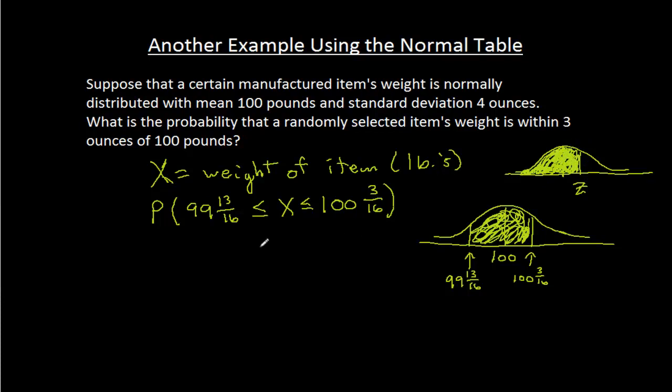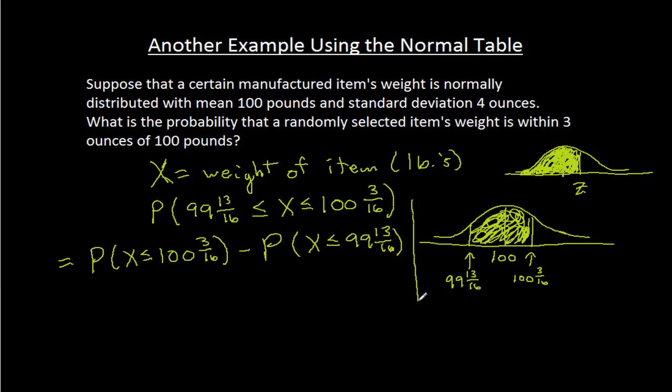Okay, so what I want to do is rewrite this probability. This is the probability that x is less than or equal to 100 and 3/16 minus the probability that x is less than or equal to 99 and 13/16.